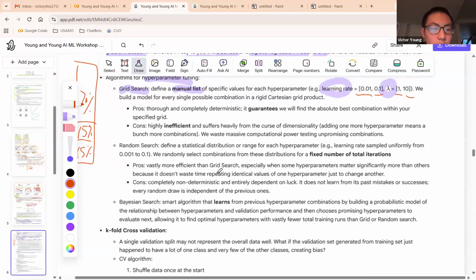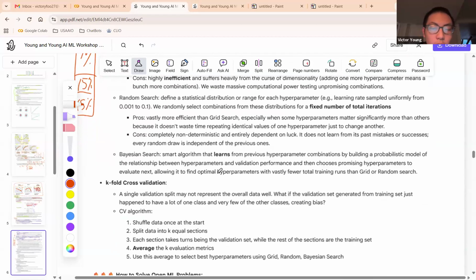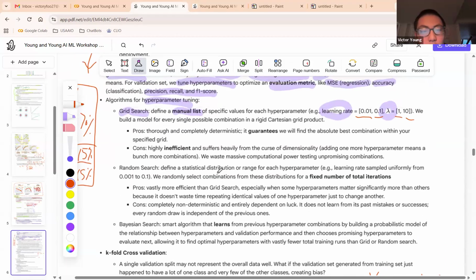So for grid search, we're basically building a big grid of possible values. So for example, the learning rate is 0.01 and 0.1, and the regularization strength is 1 or 10, then we need to try all of these points. So that is basically a grid. We need to try every single possible combination. So the pros of that is that it is very deterministic, it's very thorough. It basically guarantees that we will find the best combination. However, it is very inefficient.